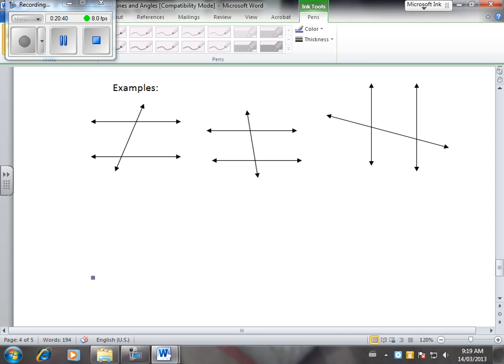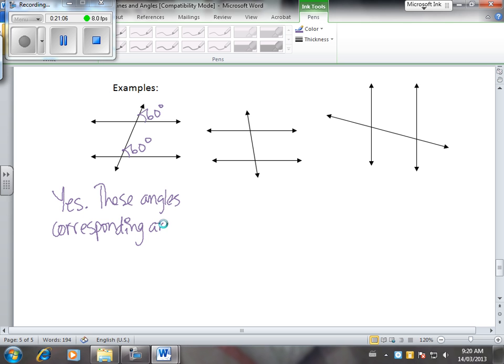So we want to know, are these lines parallel? So if we're given that this is 60 degrees and this is 60 degrees, are these two lines parallel? Hopefully you said yes. So these angles are what? They are corresponding angles that are equal. So this is parallel lines.